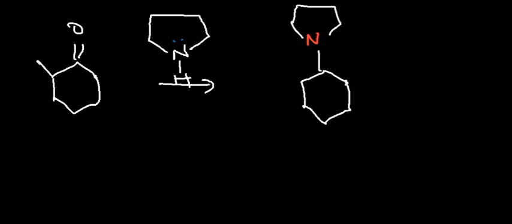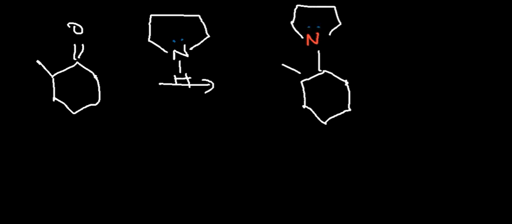So let's say if we have cyclohexanone, and let's say there's a methyl group here. And we add this molecule to it. We know we're going to get the enamine product. So we know it's going to be a single bond to a nitrogen atom, and we're going to add the ring, or those 4 carbon atoms around that nitrogen atom.